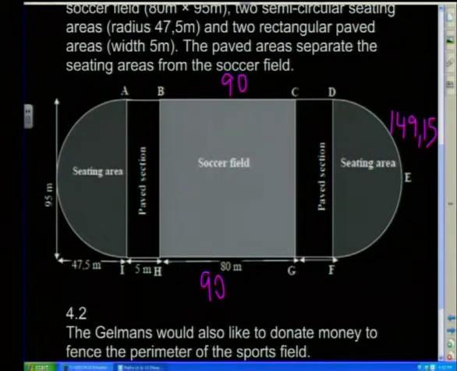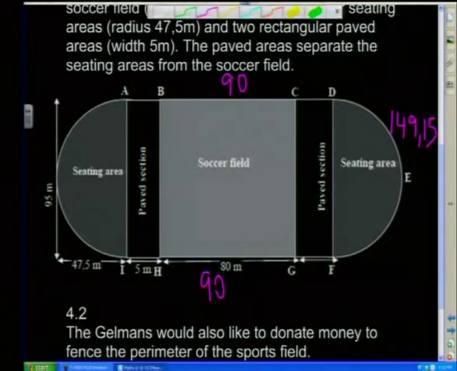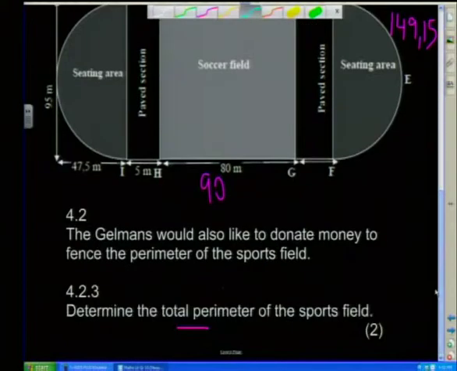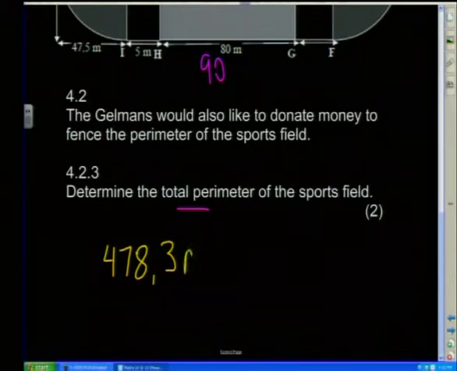Right, so let's get our calculator out. On my calculator, I've already got my semicircle. So I'm going to times it by 2 because I've got 2 of those semicircles. And I'm going to add my 90 from the one side plus my 90 from the other side. I'm going to get a total answer of 478.3, and don't forget your units. So our units are meters.